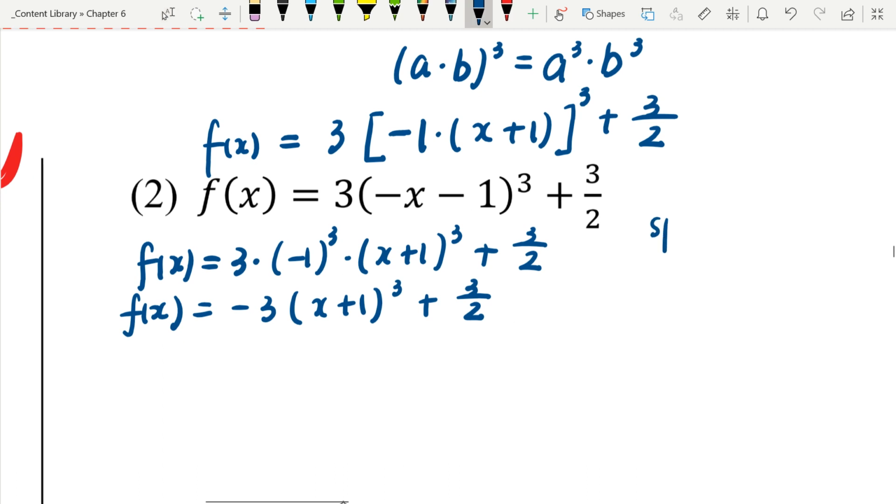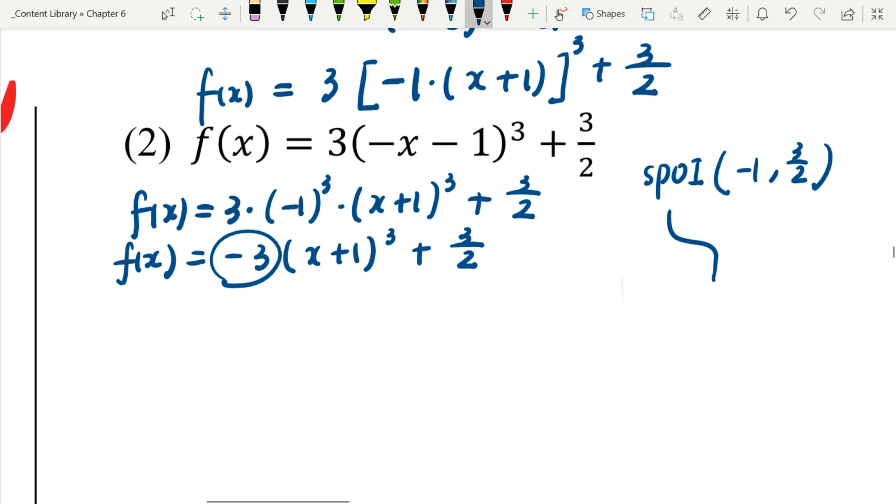What's the stationary point of inflection? Yeah, negative 1, 3 over 2. Positive shape or negative shape? Negative. Because of the negative 3, we have negative shape. Okay, now we sketch it.